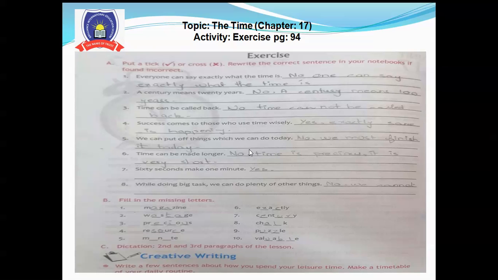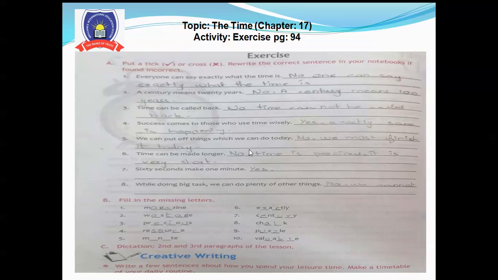Here is exercise B. It says fill in the missing letters. Number 1, magazine. Number 2 is wastage. Number 3, precious. Number 4, resource. Okay, not resources, resource.